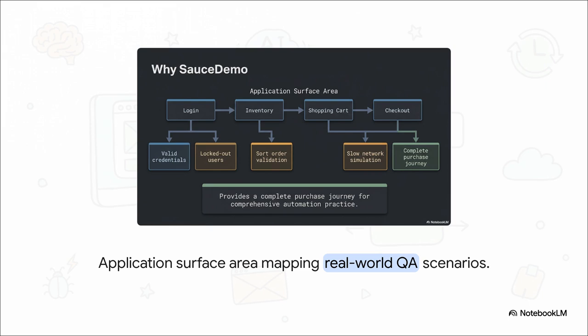But the best part is, it's not just a happy path. SauceDemo actually lets us practice comprehensive automation on critical bottlenecks. Think valid credentials, locked-out users, sort order validation, and even simulating a slow network. It really is the perfect proving ground.